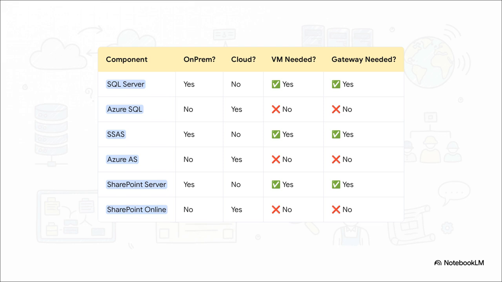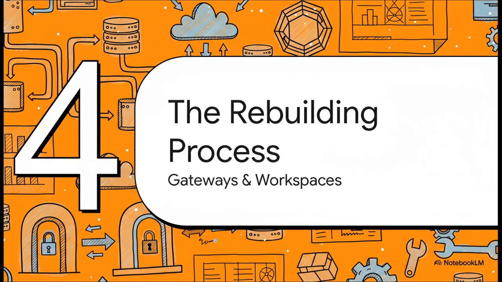If the component is marked as on-prem, the answer for needing a VM and a gateway is always yes. If it's a cloud service, the answer is always no. This is the core principle of your entire infrastructure plan. So now that you've answered the big VM question, your focus shifts. You go from being an architect to being a builder. This means tackling the practical, hands-on work of rebuilding these key pieces in your new tenant.